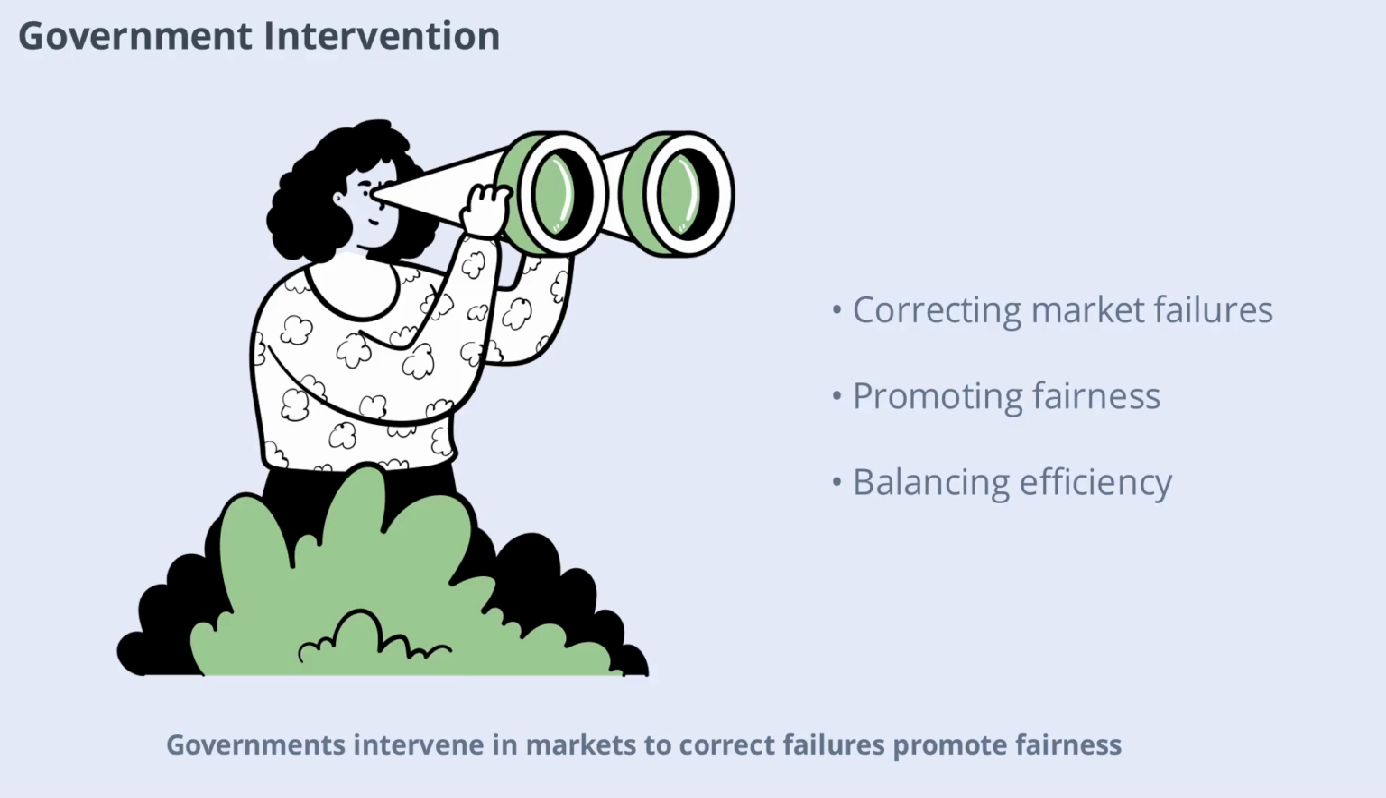Governments intervene in markets to correct failures, promote fairness, and achieve social goals. This can include setting price controls, providing subsidies, or regulating industries. While intervention can help solve problems, it can also create new challenges such as inefficiency or unintended consequences. Understanding when and how government should intervene is a key topic in microeconomics.